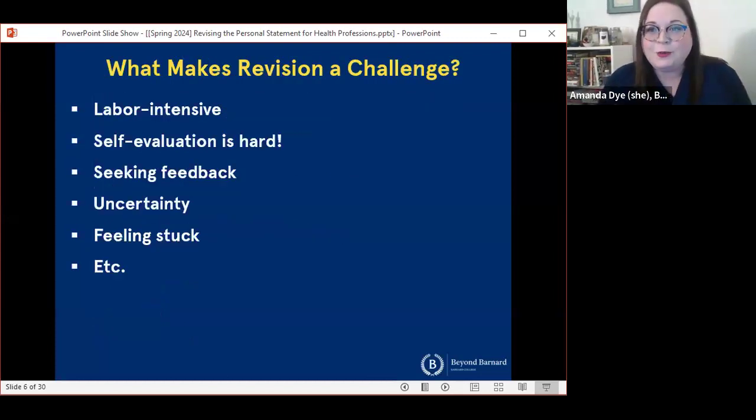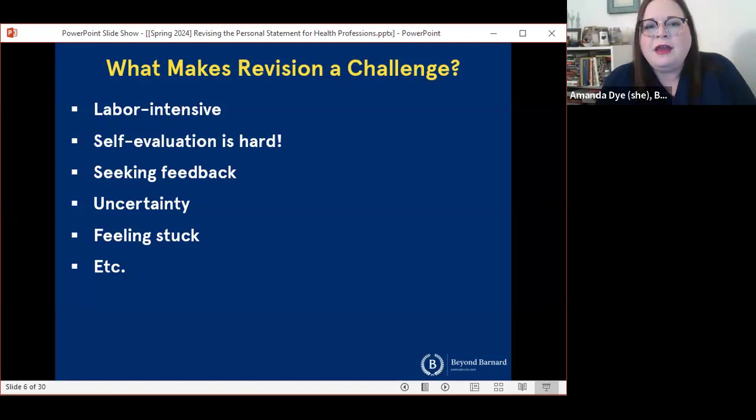Revision, however, is super challenging. I know that writing is hard. Writing about yourself is maybe even harder than writing generally, and so I definitely sympathize with how tough a project this is. Revision is really labor intensive. Mostly when you are working on a personal statement, it's through a very long process of revision. It's really hard to evaluate your own writing, and it's really hard to ask for feedback on your own writing. So all of these things make a big challenge for conducting a thorough review of your existing writing.